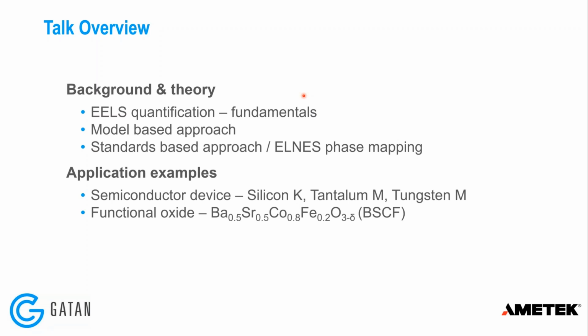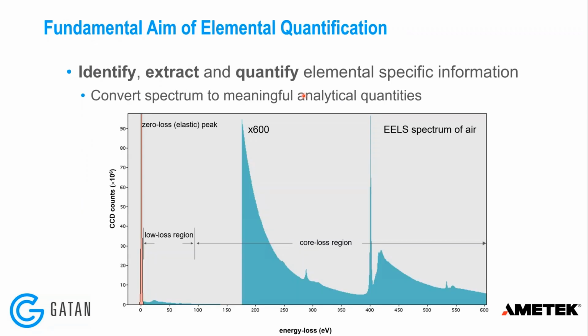One is a semiconductor device, so we'll be looking at high energy edges: silicon K, tantalum M, tungsten M. The second application example is a functional oxide, an oxide of barium, strontium, cobalt, and iron. So what's the fundamental aim of elemental quantification? We want to identify, extract, and quantify element-specific information from the energy loss spectrum and convert it to meaningful analytical quantities.